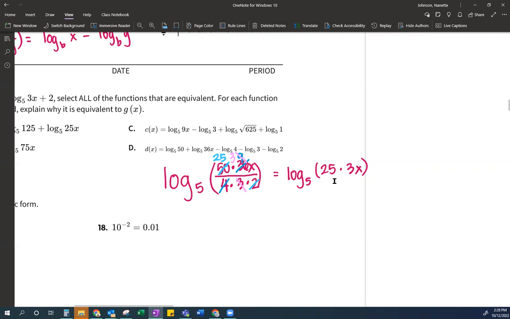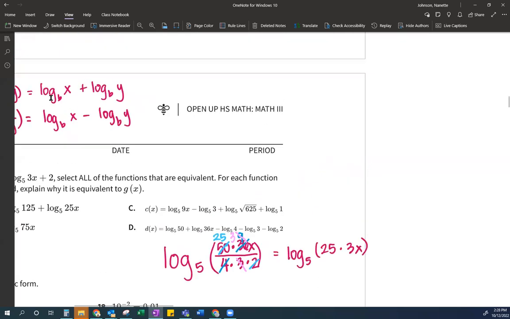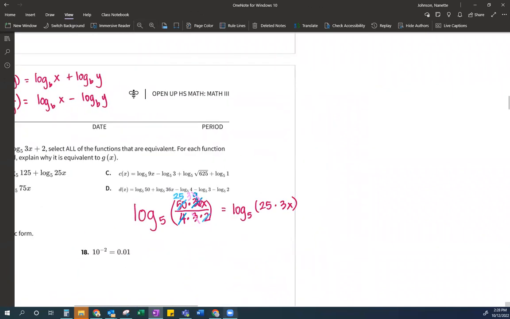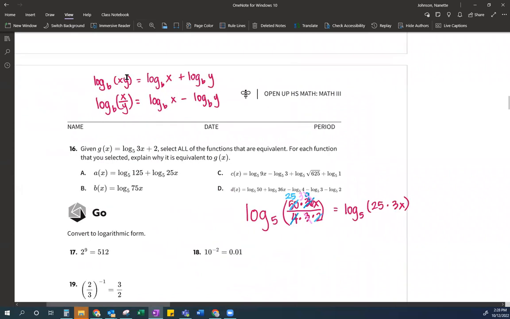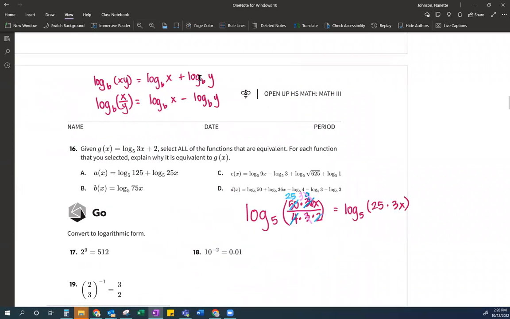So if you notice here, I'm going to use that property again, right? When it's multiplication, like it is right here, 25 times 3x, then I can make it an addition statement instead. So I'm going to copy that again. So I got log base 5 of something plus log base 5 of something else. When it's multiplication, I can rewrite it in terms of adding logs. So you should know that 25 goes in here and 3x goes in here.